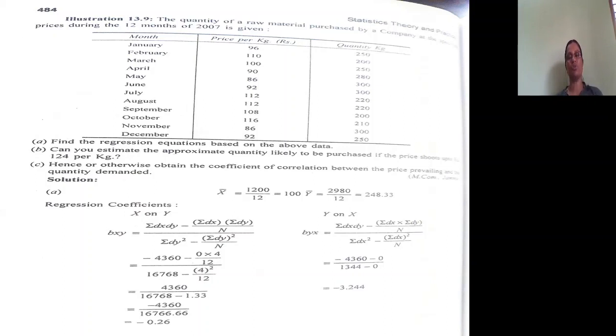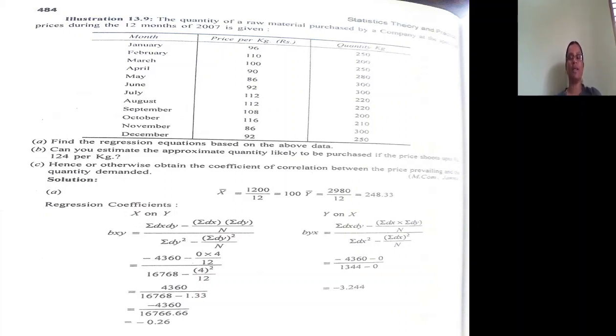In this session also we are concentrating on certain additional problems relating to regression equations and regression coefficients. So let me look at this illustration. The quantity of raw material purchased by a company at a particular price during 12 months of 2007 is given. So they had given the quantity of raw material purchased and the price at which it was purchased from January to December 2007 by a particular company in this problem.